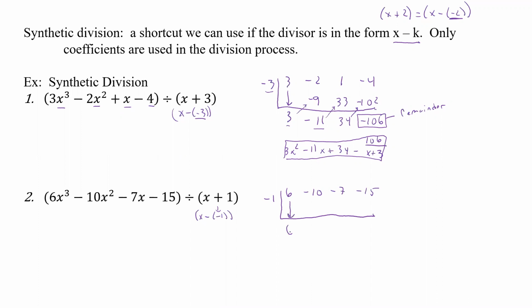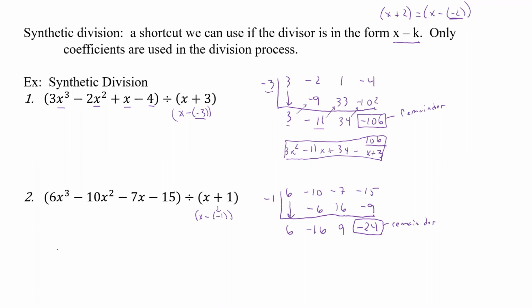And we bring down our first term. So now we take 1 times that first term, so that's going to give us a negative 6, put it there. Now we add these two together, we get negative 16. Now we multiply here, and we get a positive 16. So then we take 16 minus that, and we get 9. Now, negative 1 times 9 is going to give us a negative 9. And then negative 9 plus the negative 15 is going to be negative 24. And so this is our remainder again.